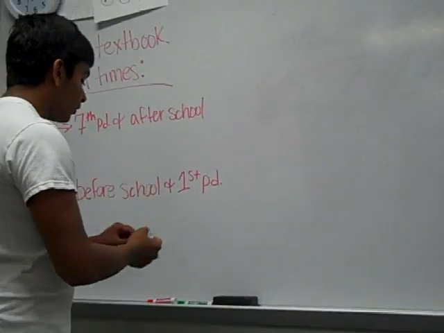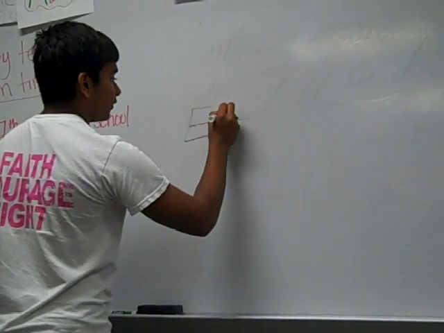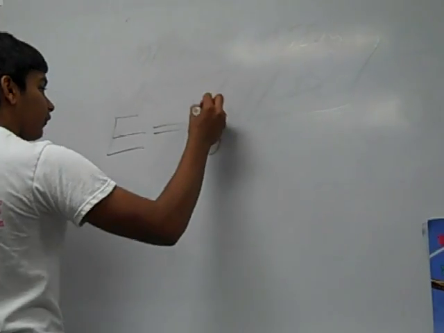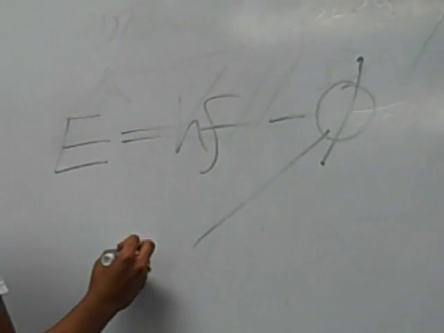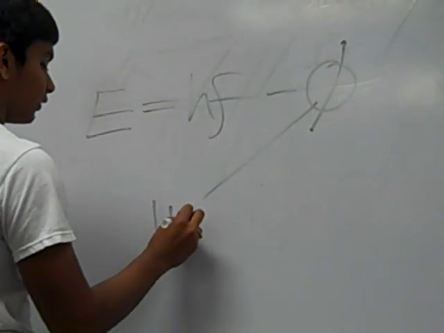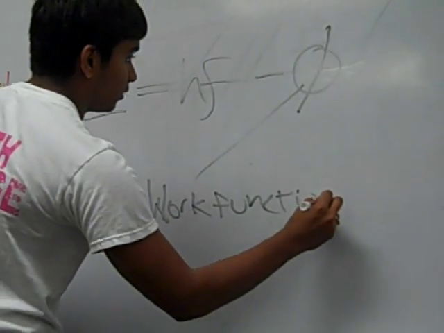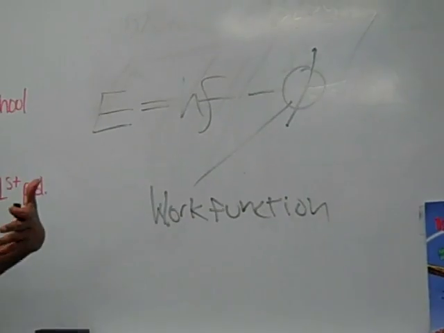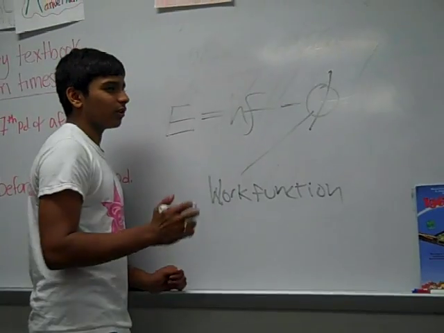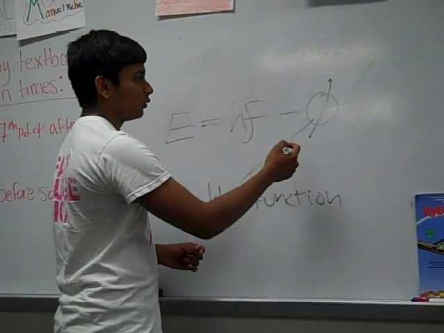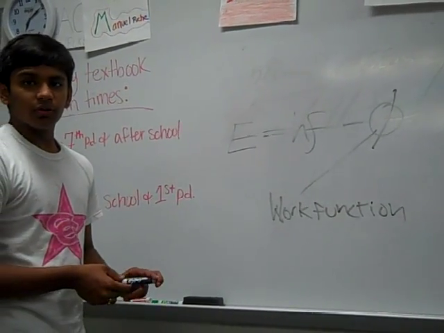So a new equation was made to calculate the energy given off by the electrons as E equals hf minus, this is known as the work function. The work function is basically what tells us how much energy is gonna be needed to overcome, you could call it, the resistivity of the metal to letting these electrons go. And that is the work function.